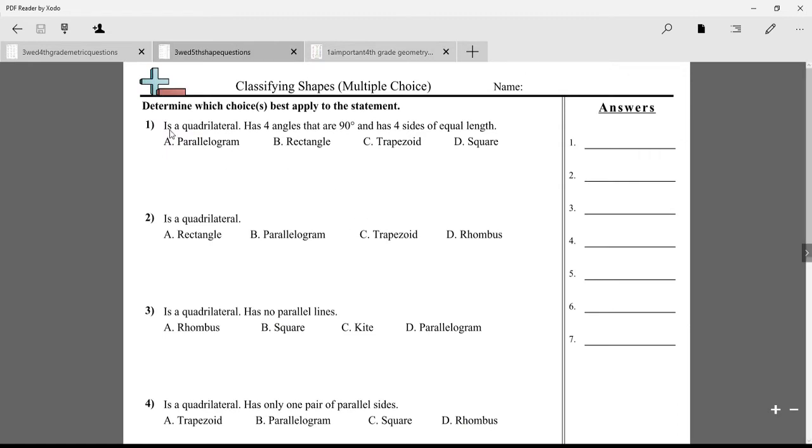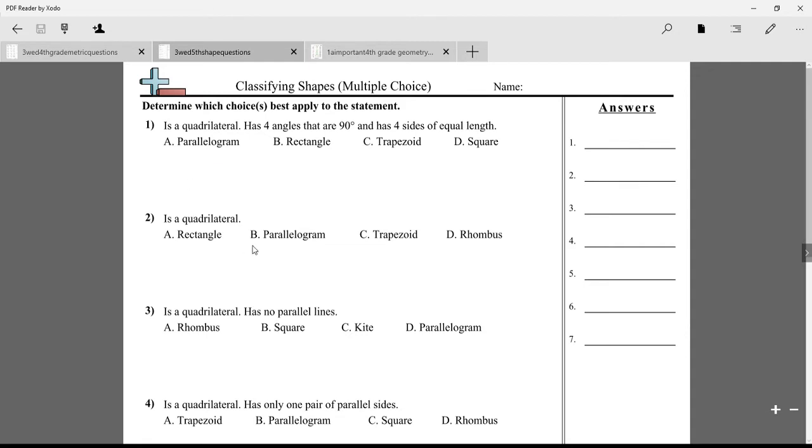So let's go back to here. We have "is a quadrilateral," so all of these are quadrilaterals: parallelogram, rectangle, trapezoid, square. "Has four angles that are 90 degrees." A parallelogram and trapezoid do not have four angles that are 90 degrees, so a rectangle and square would be the only ones. "And has four sides of equal length." So the only one that has four sides of equal length is a square. So the square is the only answer that would make sense for this.